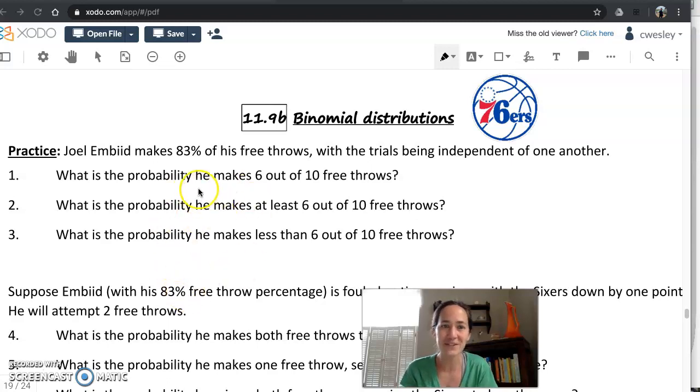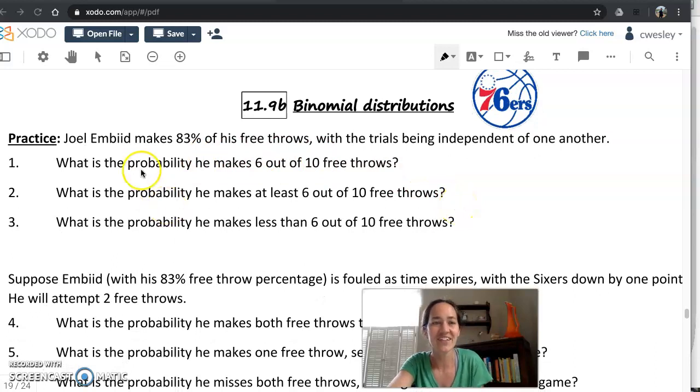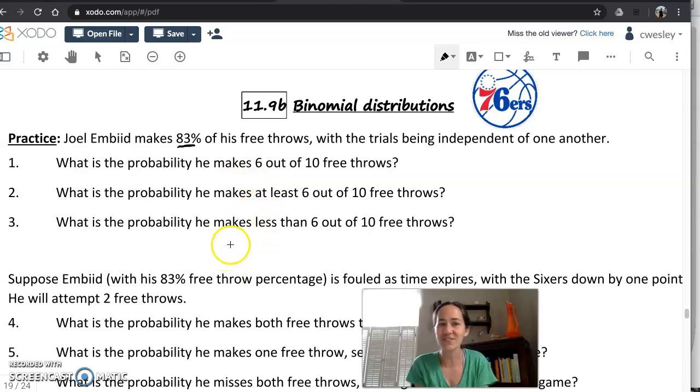The top of this page makes me think back to the good old days of the Philadelphia 76ers, and I looked it up. Embiid is making 83% of his free throws currently, with trials being independent. What's the probability he makes 6 out of 10, at least 6 out of 10, and less than 6 out of 10 free throws? Give this one a try. This is great practice to solidify yesterday's skills.